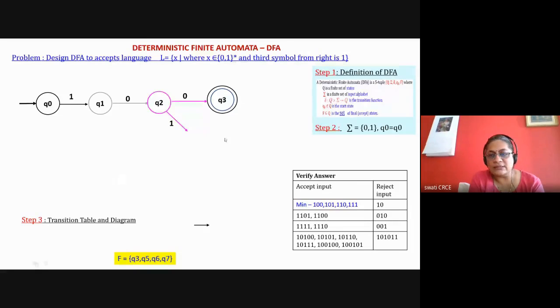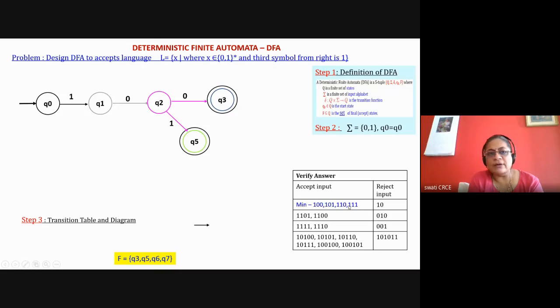I am now looking at the second minimum length string, which is 101. So from the beginning, 10 is already done. With 1, I'll say that now it is going to the state Q4 or Q5. Okay, so this is the second minimum length string diagram.